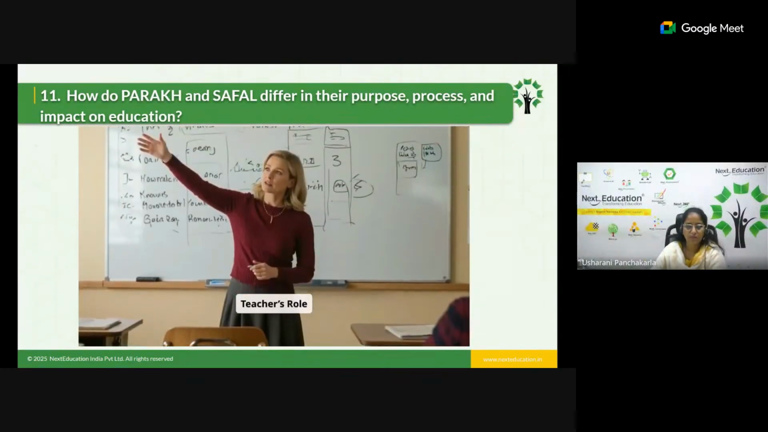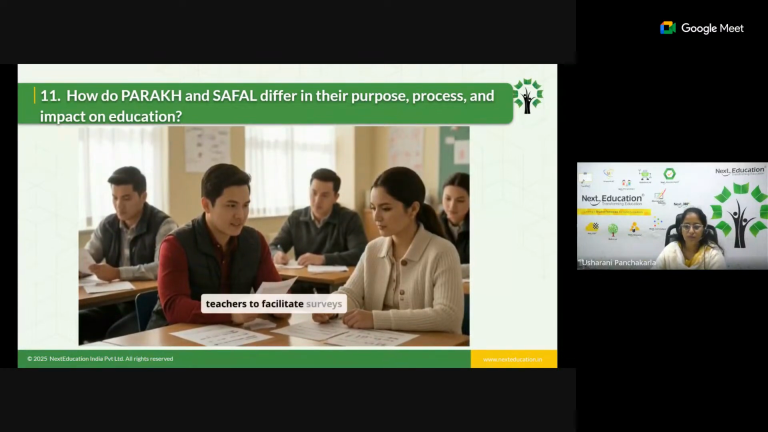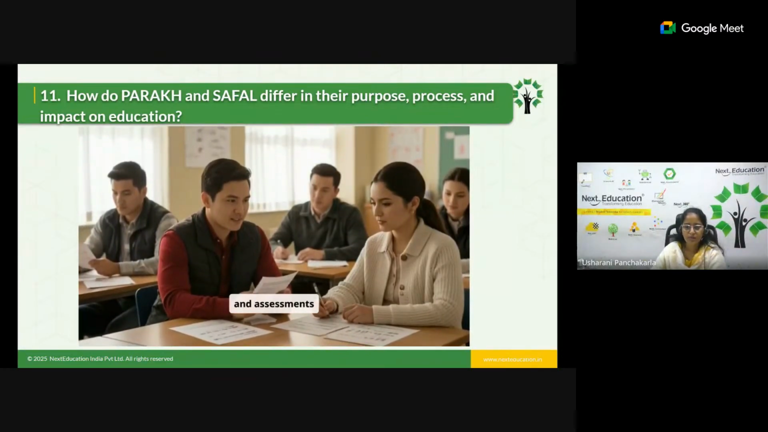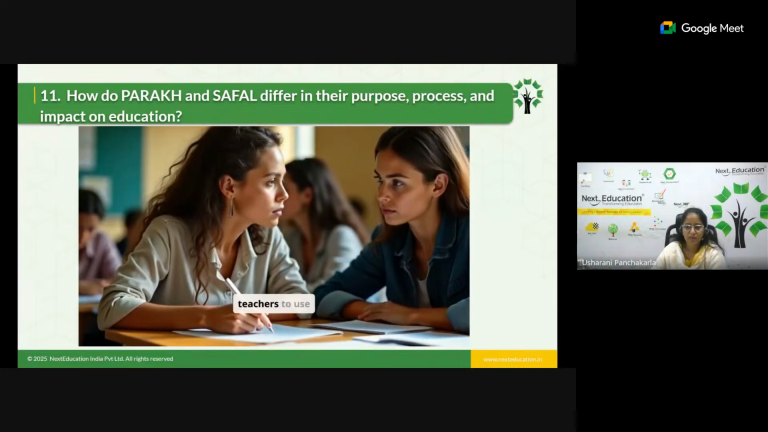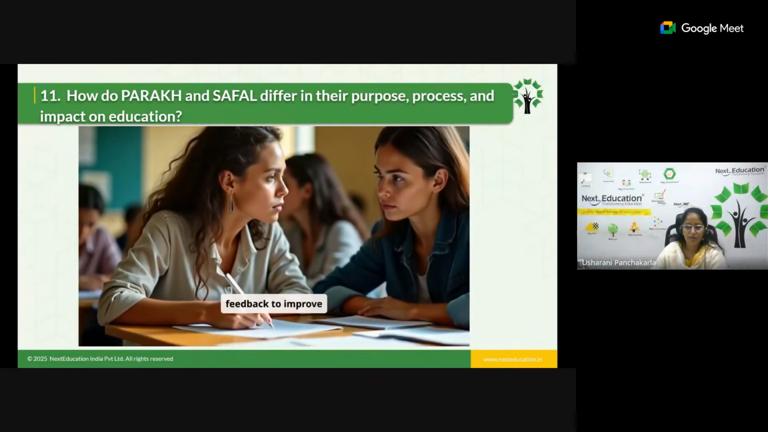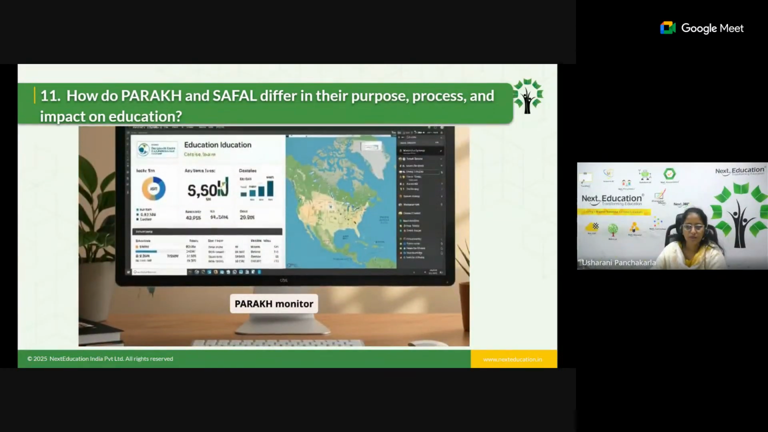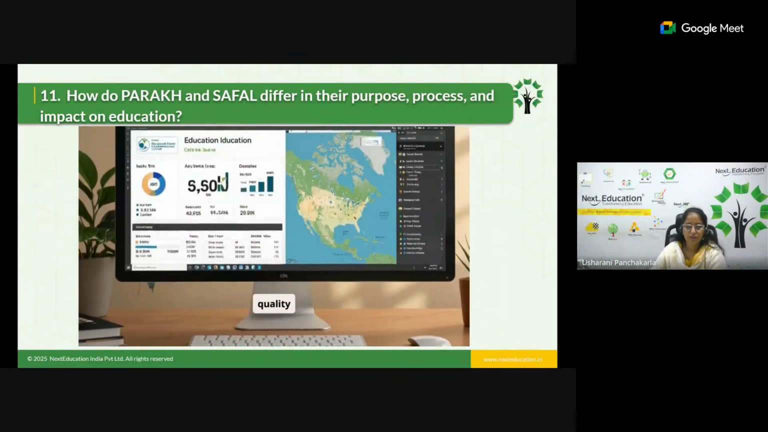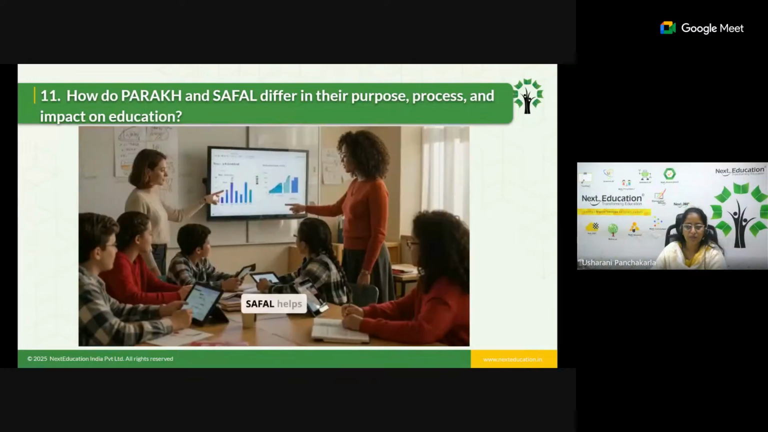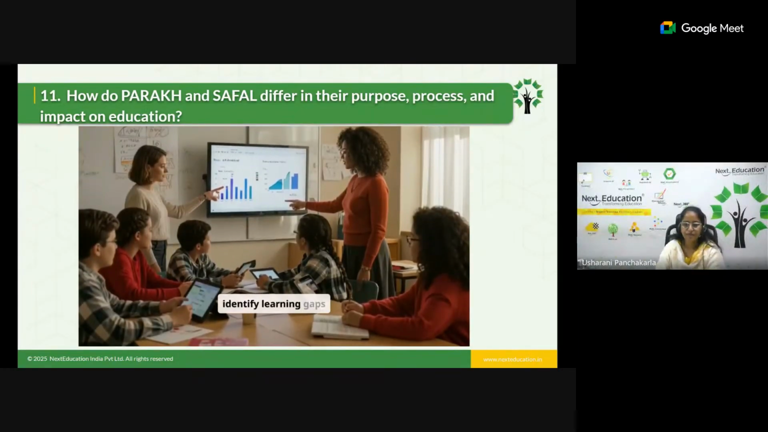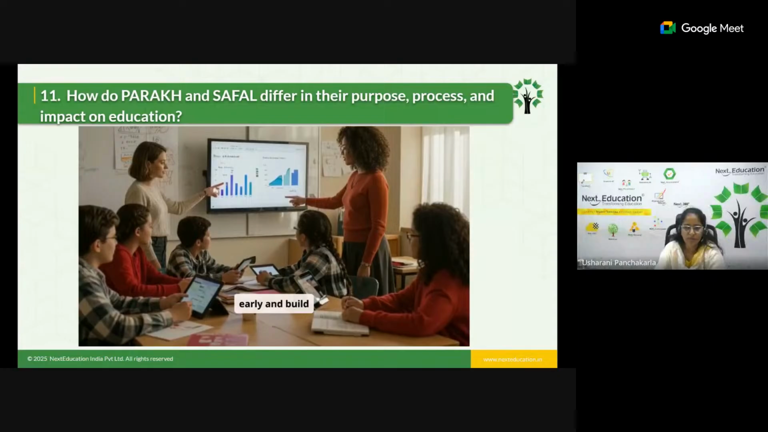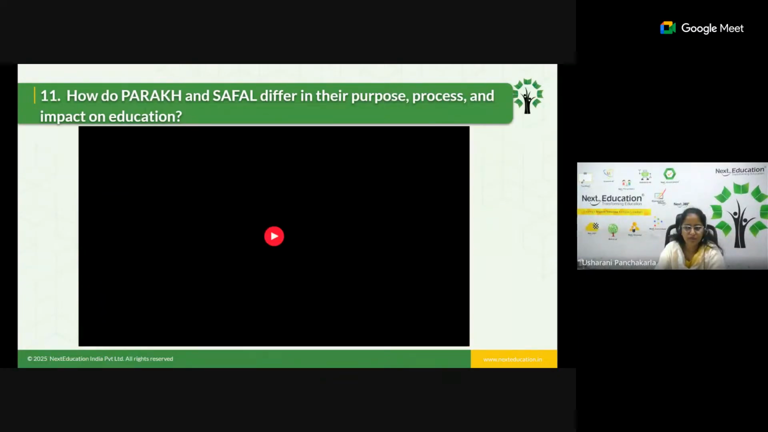Teachers' role: PARAKH requires teachers to facilitate surveys and assessments. SAFAL requires teachers to use feedback to improve teaching. Overall outcome: PARAKH monitors and reforms education quality nationwide. SAFAL helps identify learning gaps early and build competency-based learning.